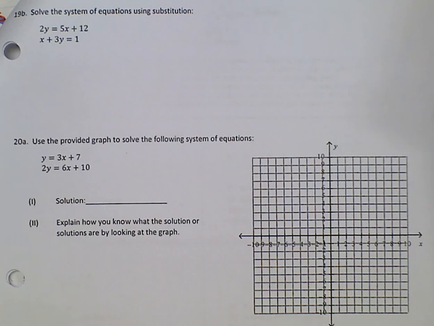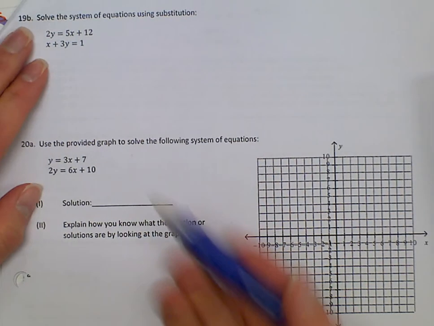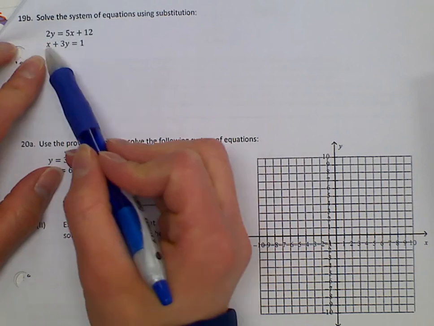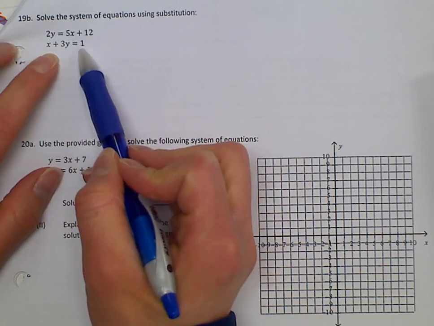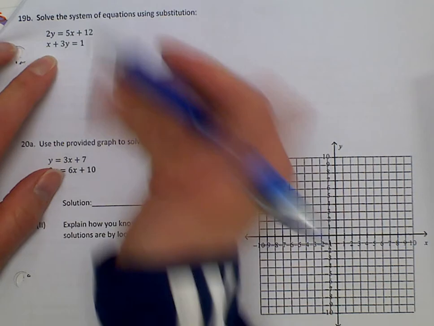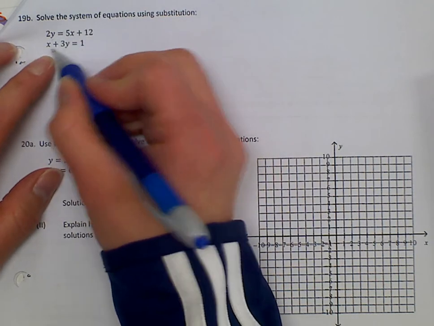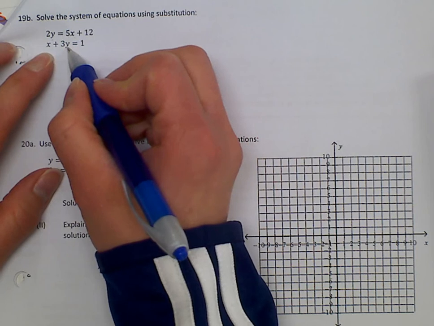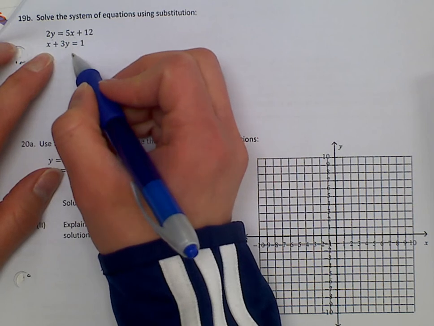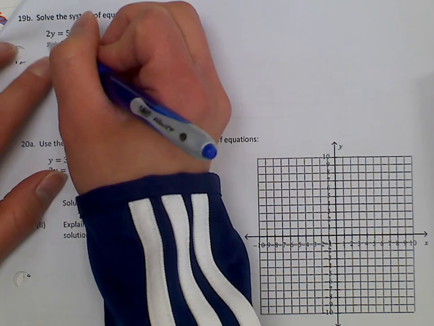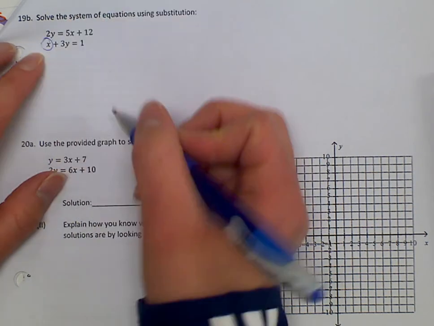Okay, number 19b says solve the system of equations using substitution. So when I look here, I have 2y equals 5x plus 12 and x plus 3y equals 1. If we're being told to solve by substitution, I want to look for a variable that's isolated. None of these four variables are isolated. The next step would be to look for a variable that has a leading coefficient of 1 or negative 1. This x has a leading coefficient of 1.